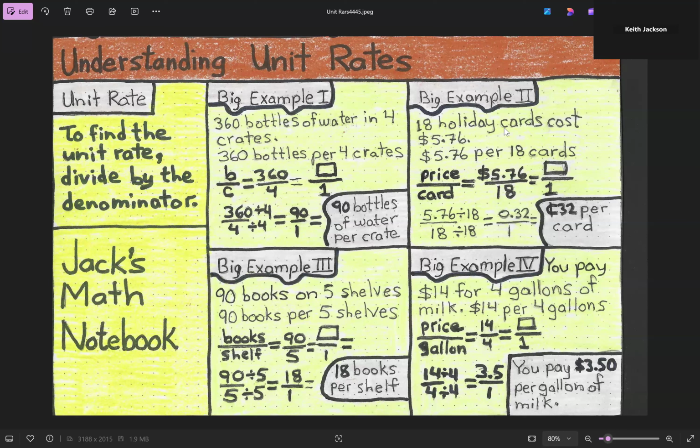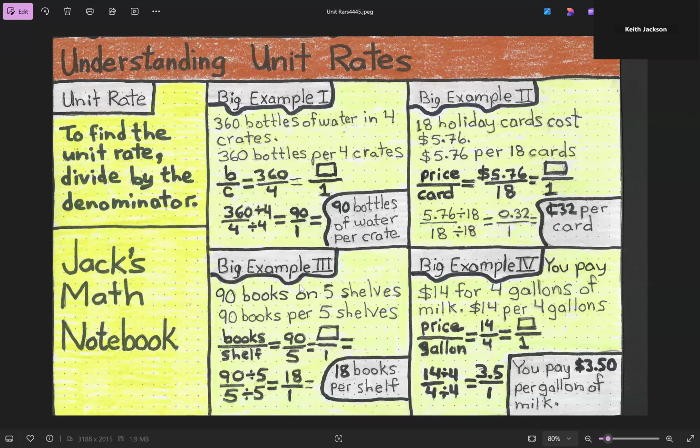How much does each card cost? Setting up our ratio this way, price over card, we have it right here. Now we want to find how much it is per card, and we're going to do that by dividing by the denominator, which is 18. 18 divided by 18 will give us 1, while $5.76 divided by 18 will give us 32 cents. So each card costs 32 cents.